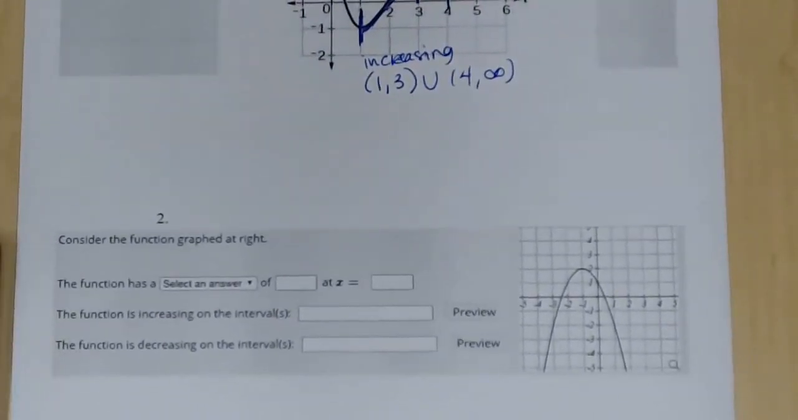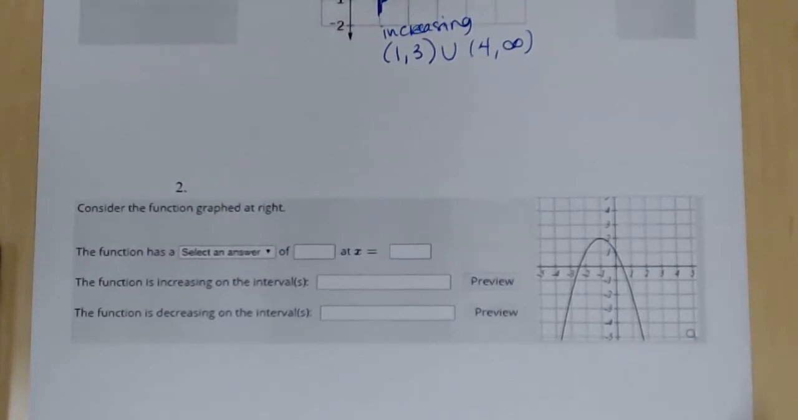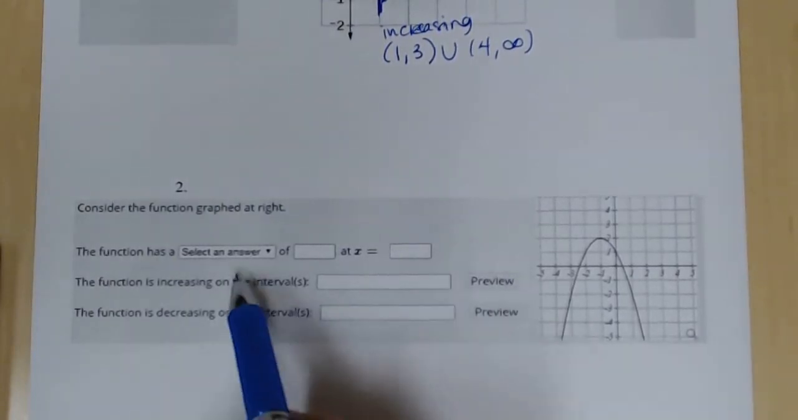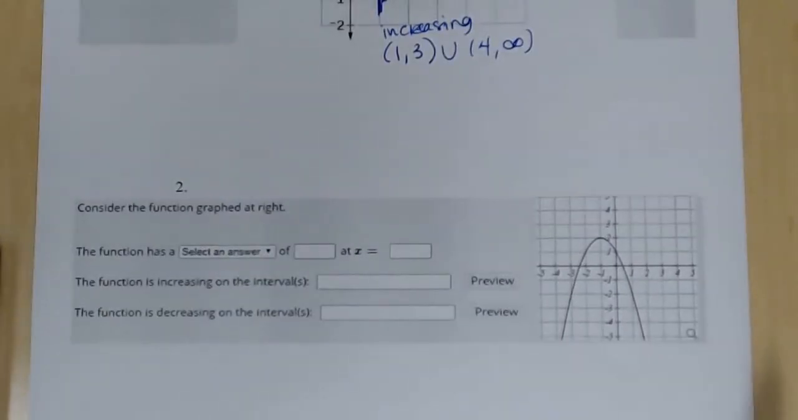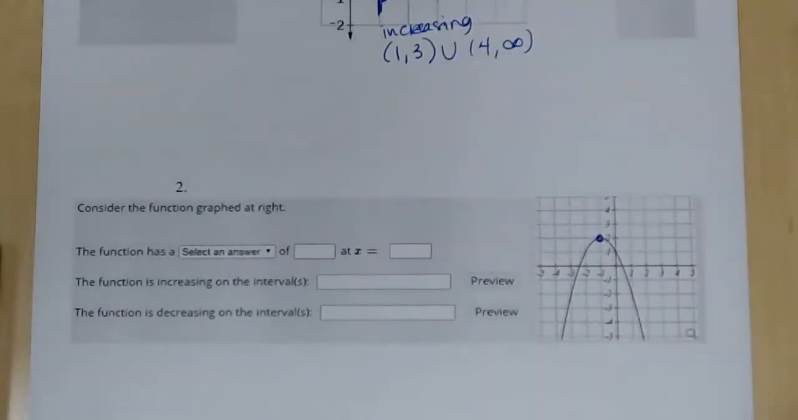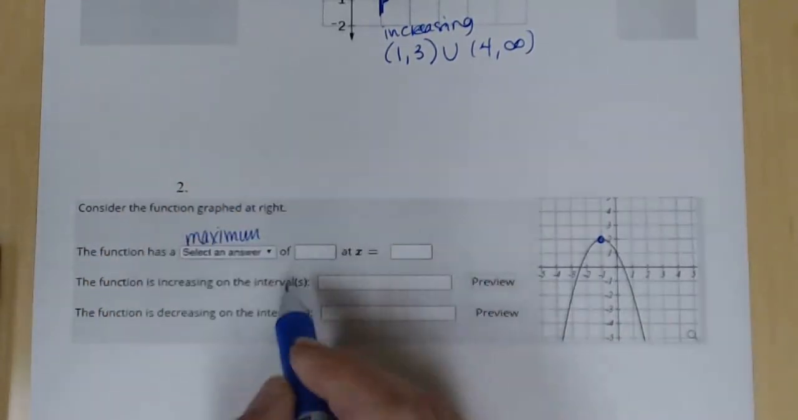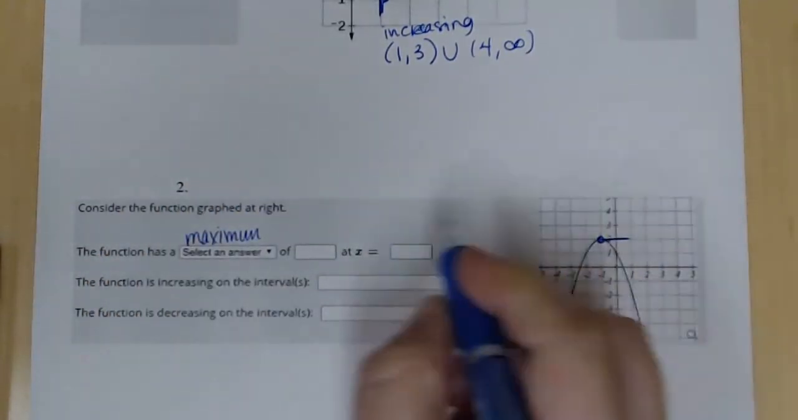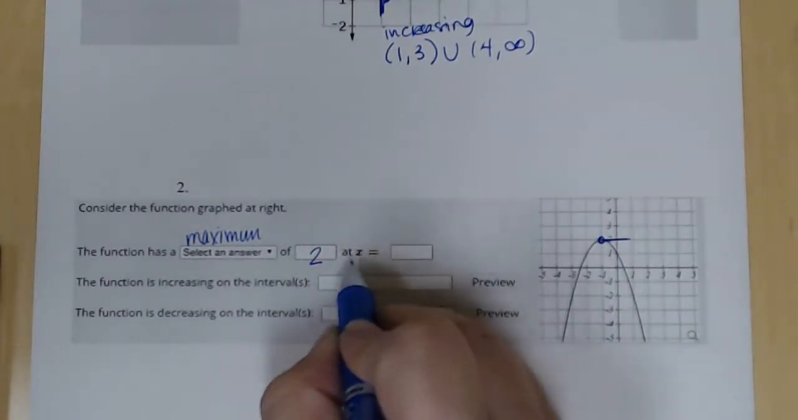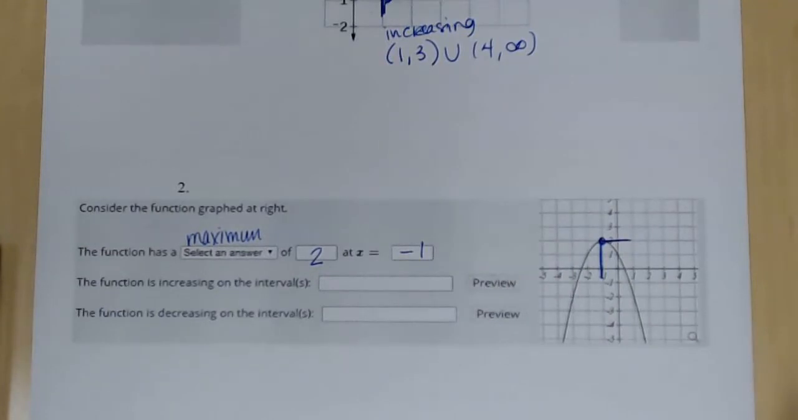Number 2, consider the function graphed at right. And I took this straight out of your textbook. You're going to have homework problems just like this. Consider the function graphed on the right. The function has, and it wants me to select an answer, either minimum or maximum. Notice it has a maximum, an absolute maximum actually, right there. And it says of, so it wants your y value, 2, at x equals, and so that x value is -1.